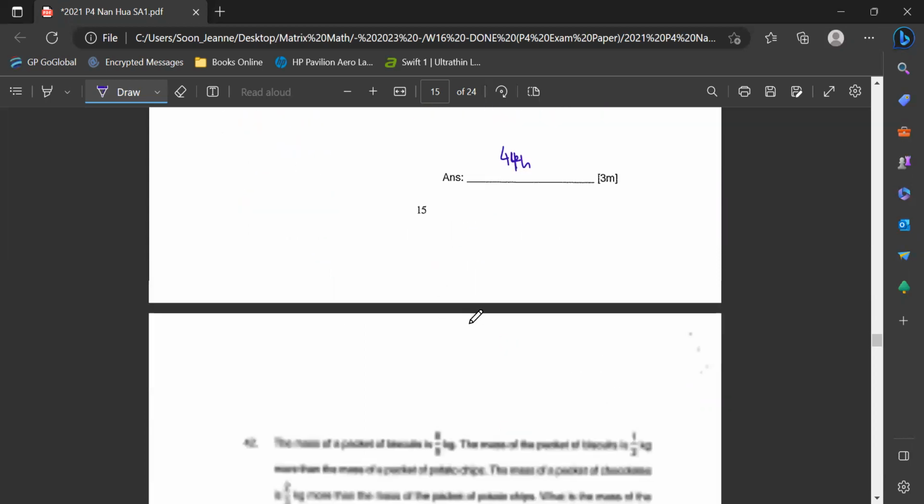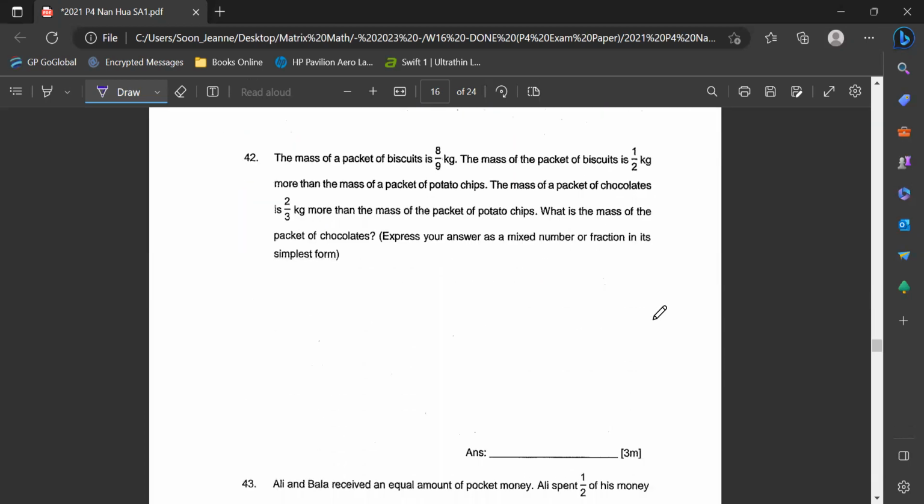Okay? Question number 42. The mass of a packet of biscuits is 8 over 9 kg. Then it says the mass of the biscuit is half kg more than the packet of potato chips. So we just list down. Biscuits 8 over 9. But packet of chips, so I write chips here, the biscuit is half more, which means that the chips will actually be half less. So 8 over 9 minus half.